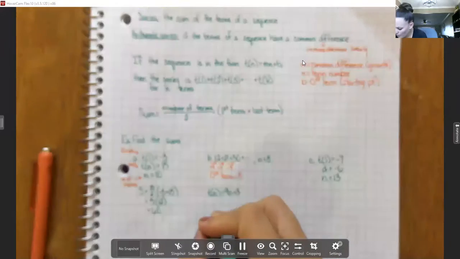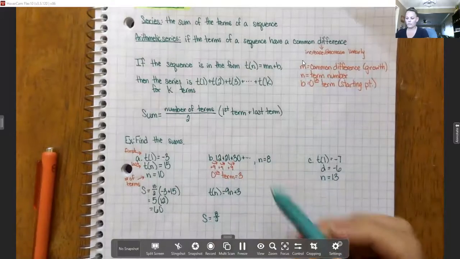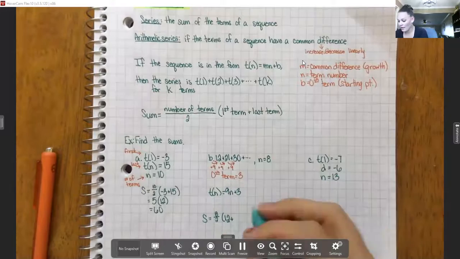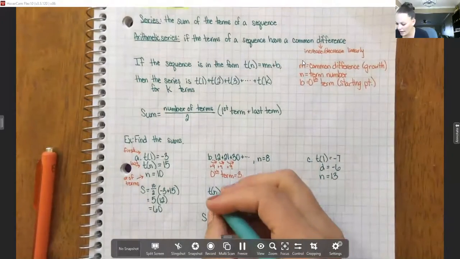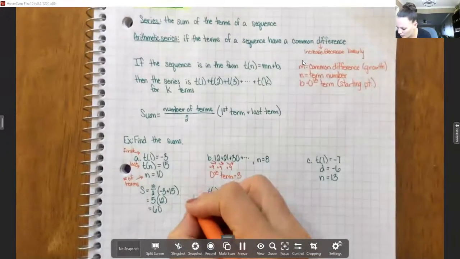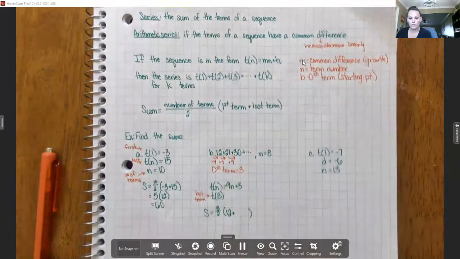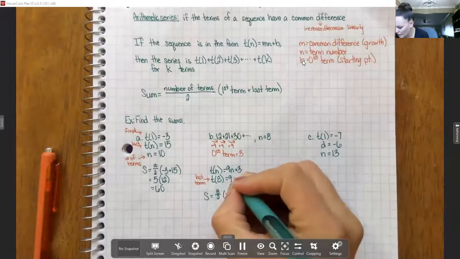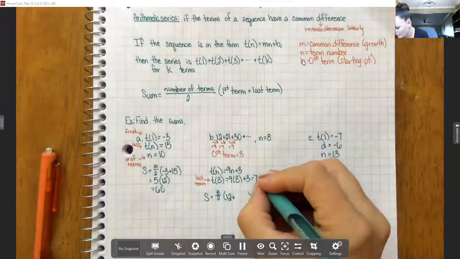So we know for our sum that it's going to be 8 divided by 2, the number of terms, there's 8 of them, times the first term plus whatever the last term is, and we have to find that last term. So to find the last term, if we know there's 8 terms, we're going to plug in 8. So if I want to find t of 8, this is going to be the last term. Again, we know there's 8 terms, plugging in 8 will give us that last term. So t of 8 is 9 times 8 plus 3. We know 9 times 8 is 72, plus 3 would give us 75.